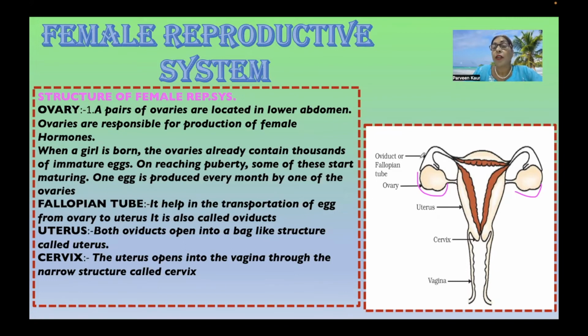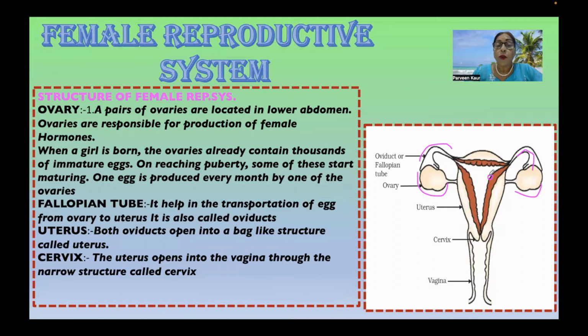Fallopian tube. Here you can see this tubular structure is called the fallopian tube. This is also called the oviduct. So what does the fallopian tube do? Whenever an egg is released from the ovary, it is transported through the fallopian tube to the uterus.